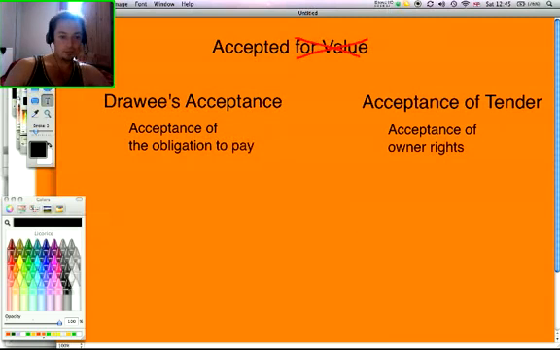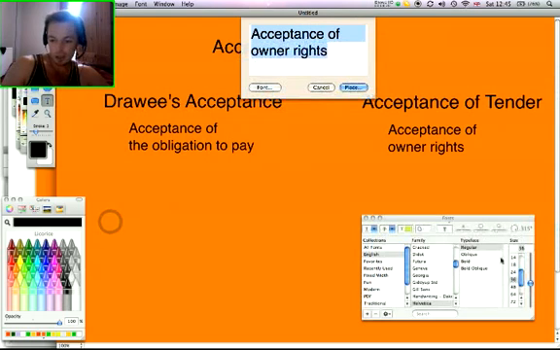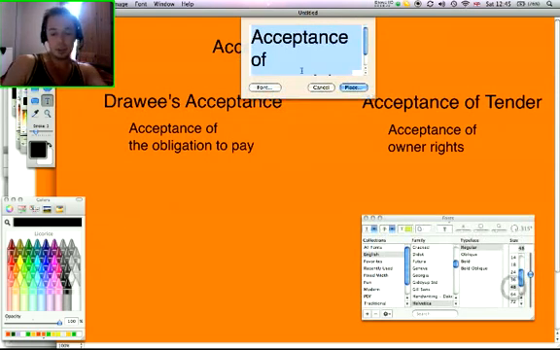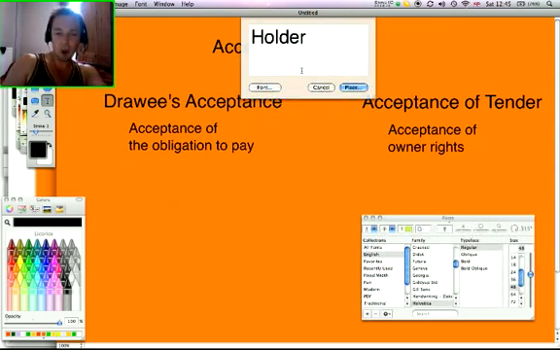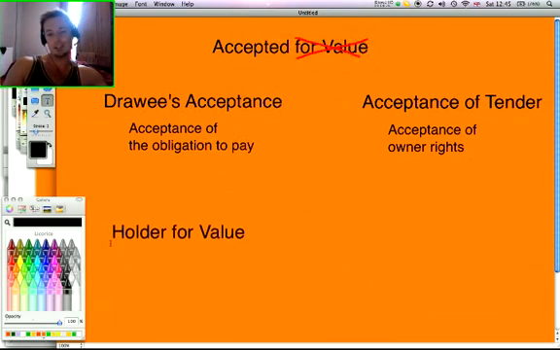Here's where it comes from. I could be wrong, but you can tell me. If I'm wrong, maybe I'm wrong, but I don't think I am. I think I'm right, but let's find out. The words "for value" come from the context of "holder for value." That's the only place you'll find the words "for value" in UCC 3. It has no relation to the acceptance. It has a relation to the holder.